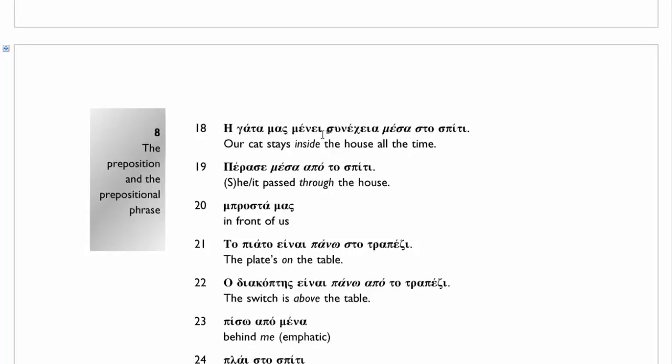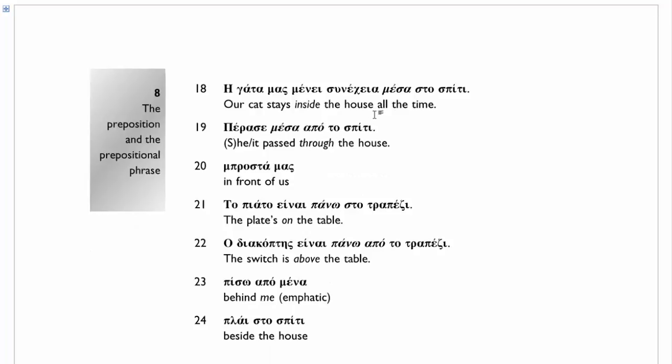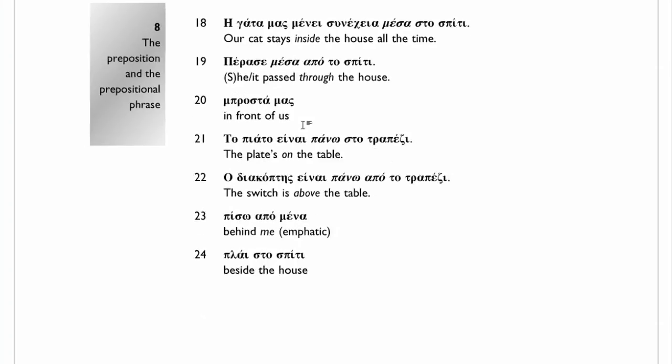Η γάτα μας μένει συνέχεια μέσα στο σπίτι. Our cat stays inside the house all the time. Πέρασε μέσα από το σπίτι. He, she, it passed through the house. Again, mp, μπροστά μας, in front of us.